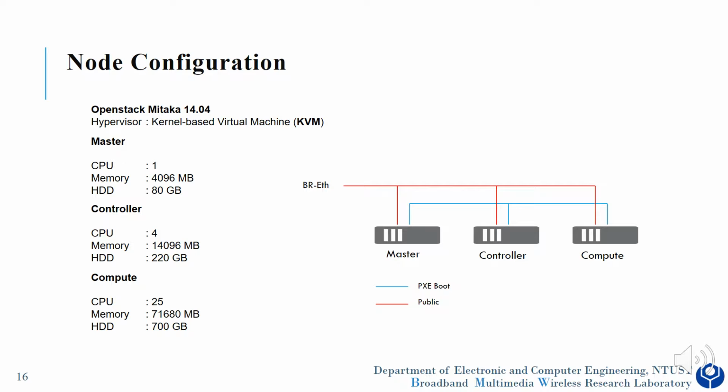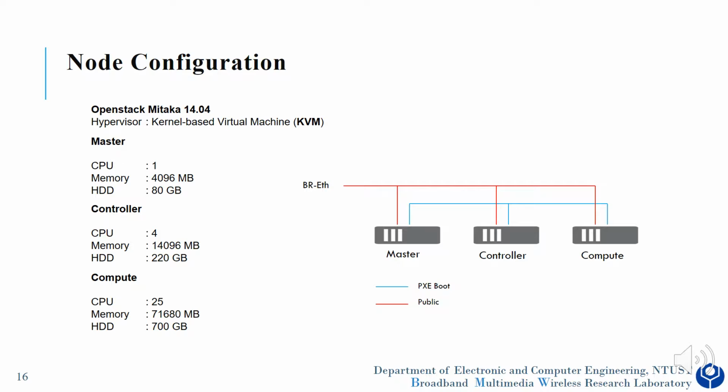OpenStack infrastructure that we deploy uses network interfaces as follows. The 3 nodes, master, controller, and also compute node, have a daisy chain connection with PXE boot interface. This allows management connection by the master node to provision the controller and also compute node. For public internet connection, the 3 nodes connect to each other through the bridge interface, which in this case is represented by BR-ETH. We deploy OpenStack Mitaka version 14.04 and use kernel-based virtual machine or KVM hypervisor.